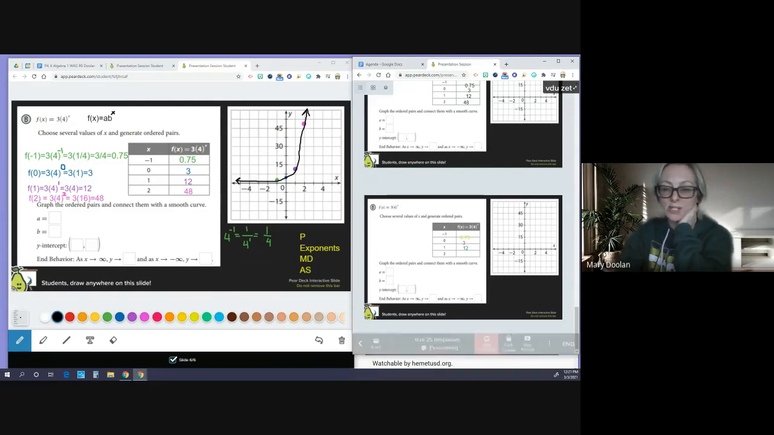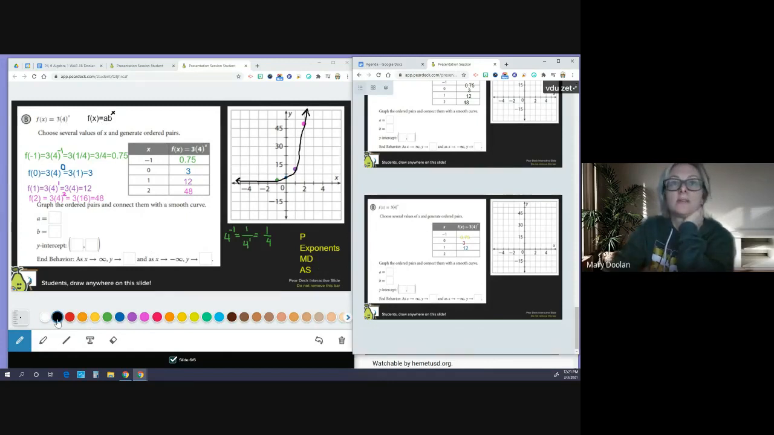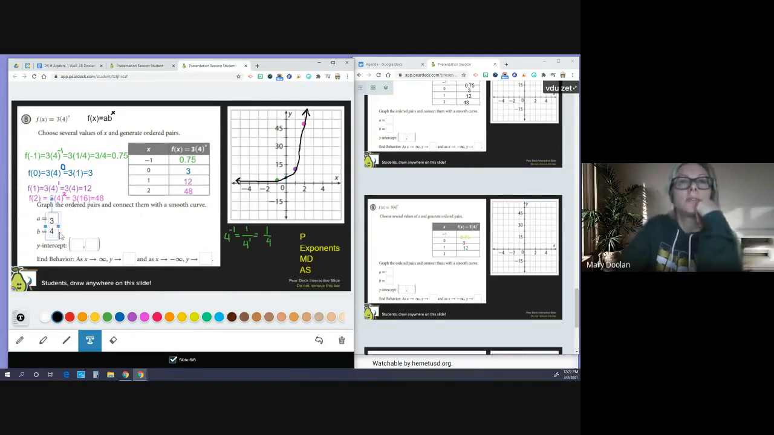So Angel typed it in the chat, and he's right. It is 3 and 4, because A is the first number, and I see it here, it's 3. So A equals 3, and B equals 4, just based on where they are.